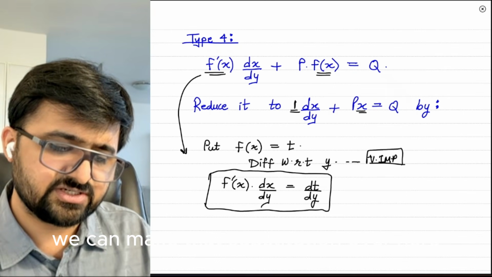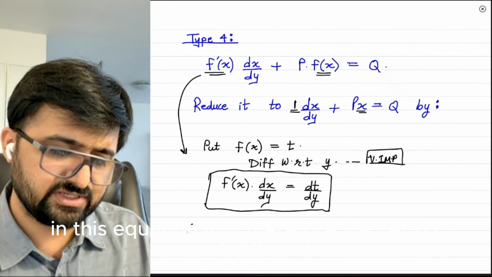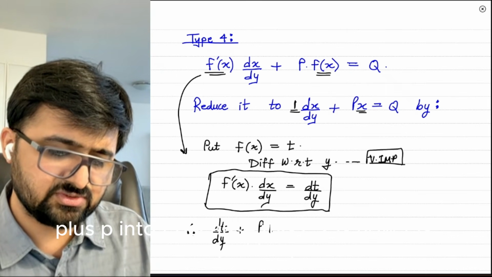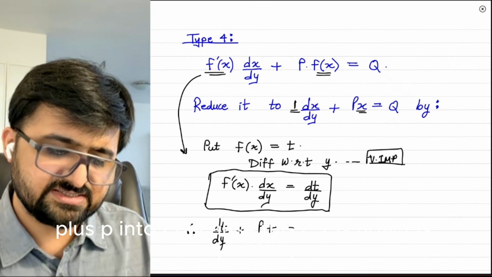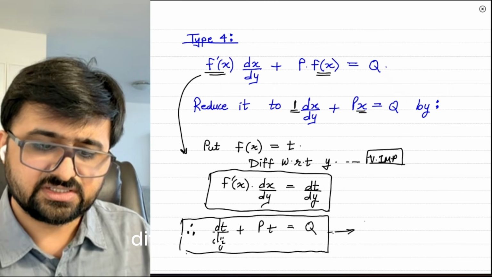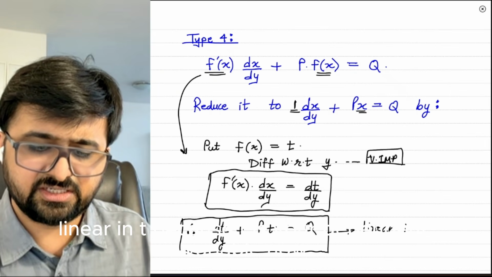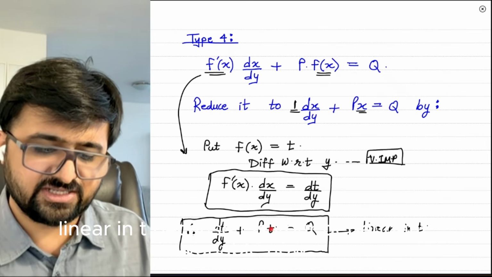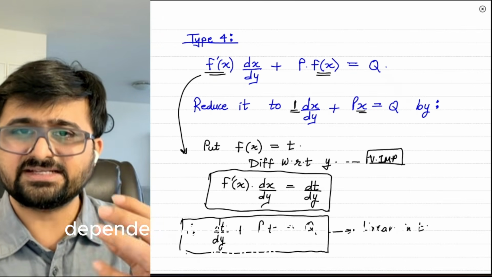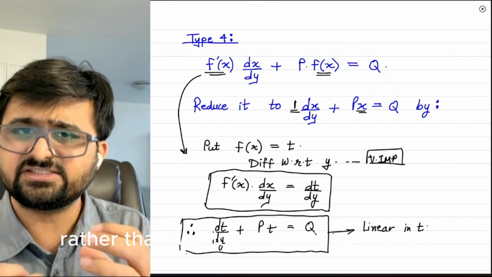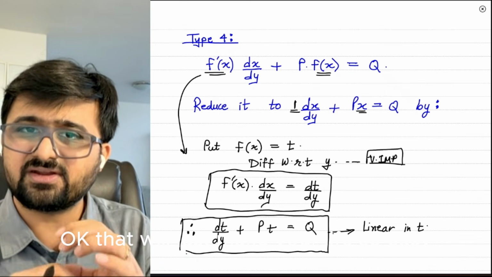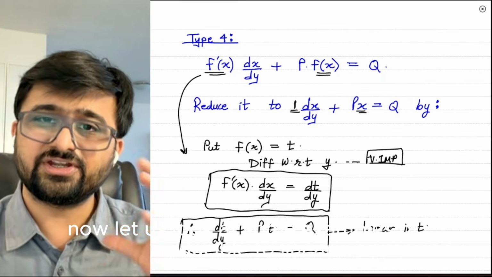Now we can make that substitution over here in this equation, and therefore we get dt/dy plus p times t, because this f(x) is now t, is equal to q. Now remember that this is a linear differential equation in t, because t is your dependent variable now and y is your independent variable. It is always helpful to look at it as dependent variable and independent variable rather than just as x and y. Always call it dependent and independent, that will just make your life so easy. Now let us look at some examples of reducible to linear form.